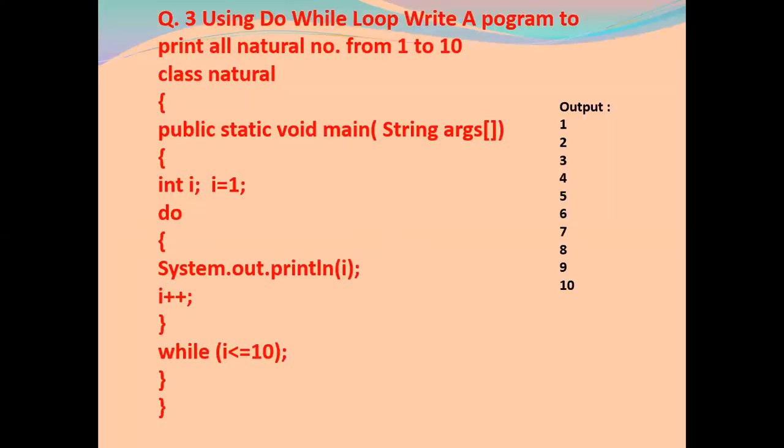Just like you can see again in the program, I have initialized I by 1. Do what it has to do, print the value of I, and then I'm incrementing, until when it will do, till it is less than equal to 10. So this is the use of the do while loop.